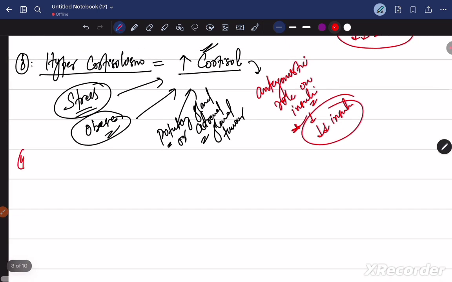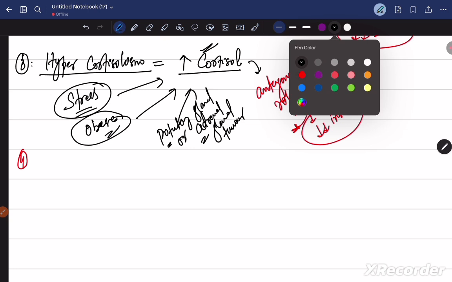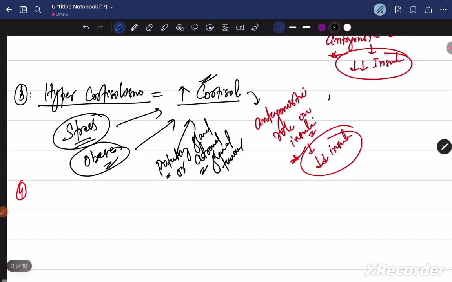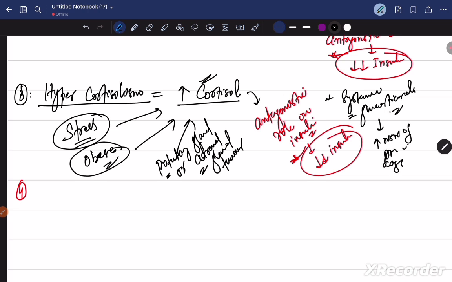Now the fourth cause in case of the production of type 1 diabetes mellitus is, here you must remember one thing, that sometimes we use systemic glucocorticoids. Corticosteroids are given, and these glucocorticoids further increase the risk of diabetes mellitus in dogs. Why? Because corticosteroids have an antagonistic role on insulin.